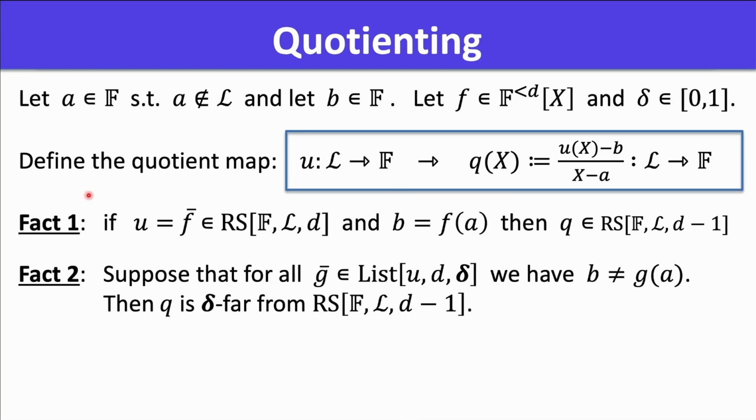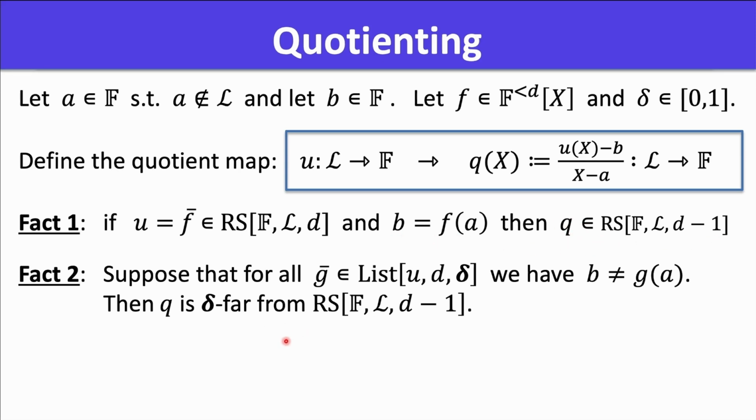And now there are these two amazing facts about this quotienting operation, which are really quite pretty. The first one says that if u is in fact a Reed-Solomon code word, equal to the restriction of some bounded degree polynomial f, and it so happens that b is equal to f(a), then in fact the quotient function is also going to be a Reed-Solomon code word, but in a code of degree one less than the original. So if the prover is honest and is really sending us a Reed-Solomon code word, and b really is equal to f(a), then in fact the quotient word is also going to be a code word.